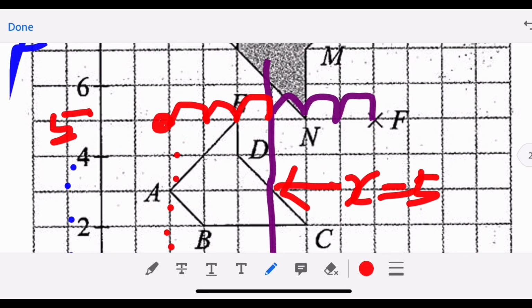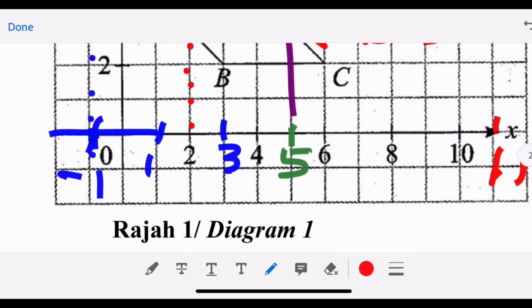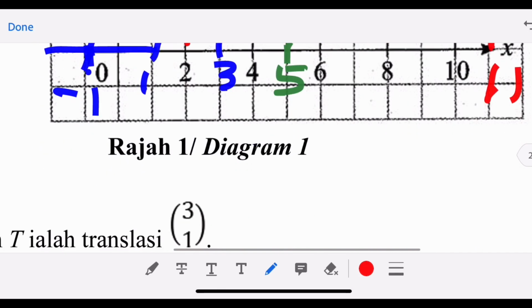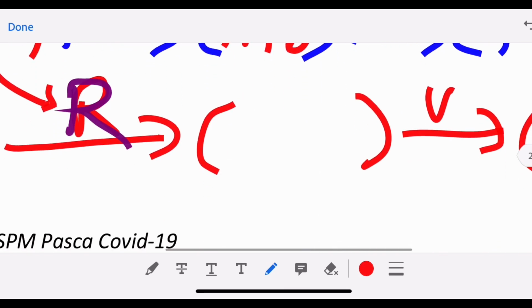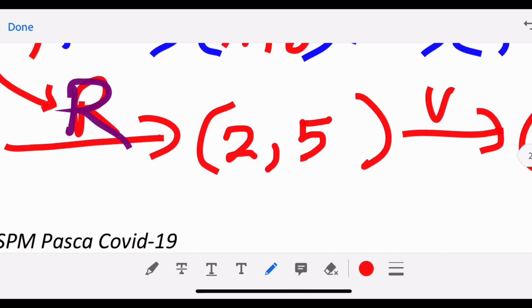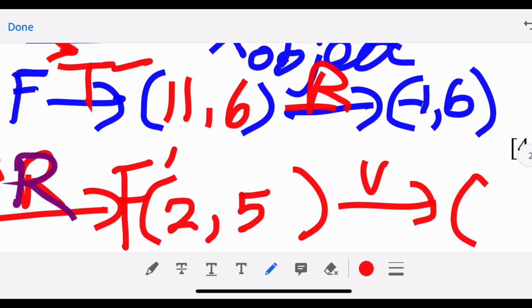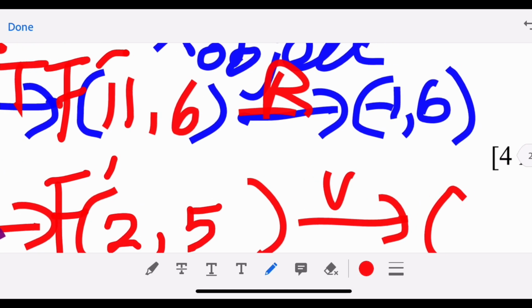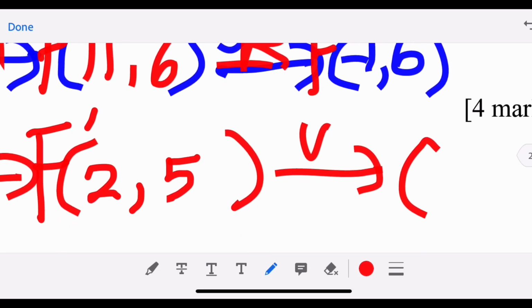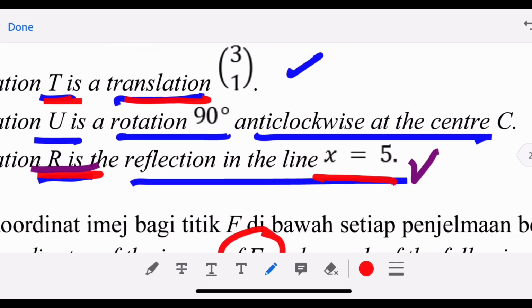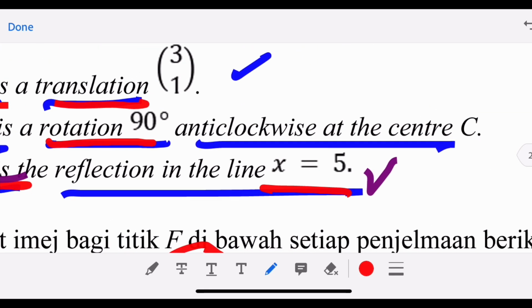So your answer, make sure you read carefully. So the x is 2, the y is 5. So then you have to write your answer for F prime. This is the first time you do the transformation. So okay, answer is 2, 5 for the F prime. Normally we label the F prime for the first image, followed by we will label F double prime for the second image. Okay, so for the second image under U, for the 2, 5, so we will see what is U.